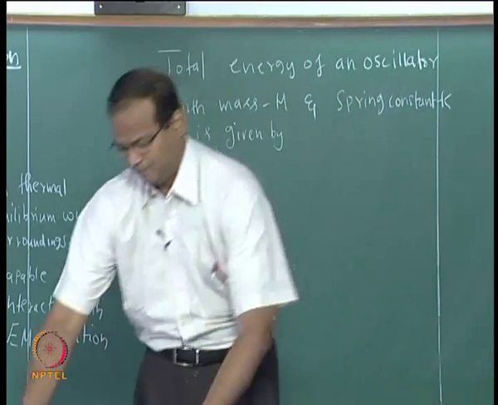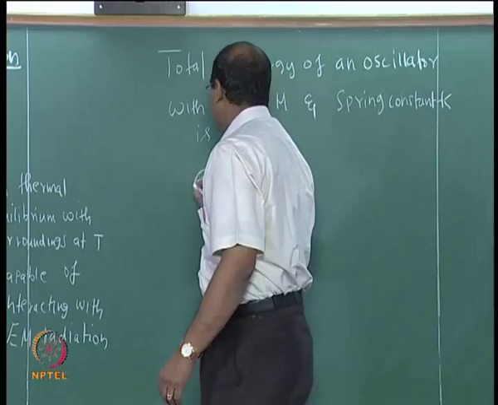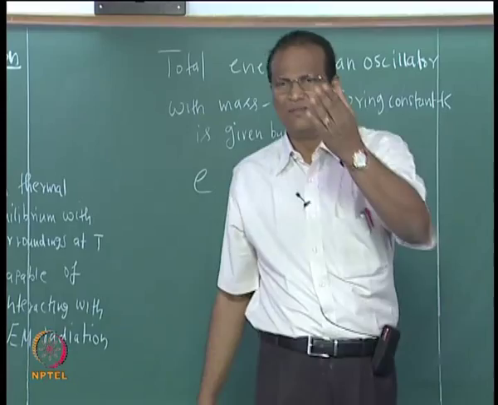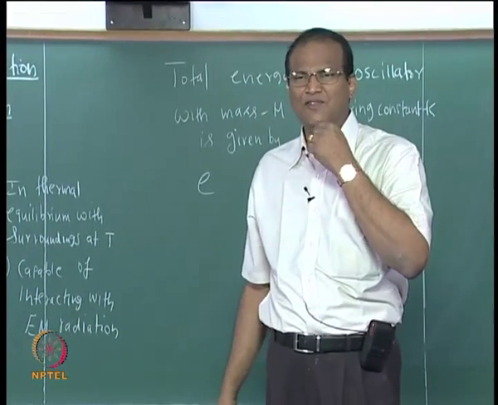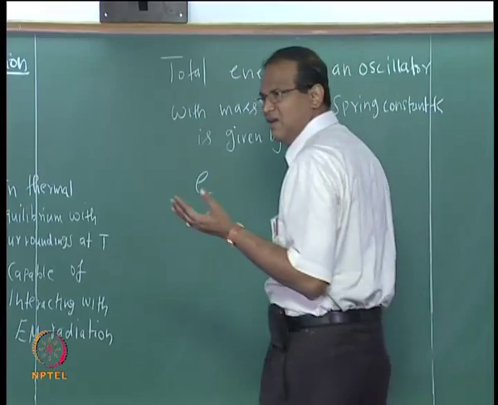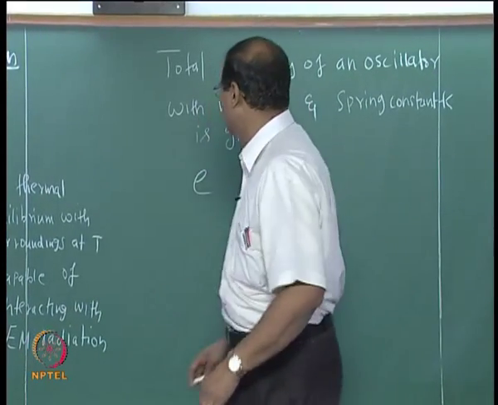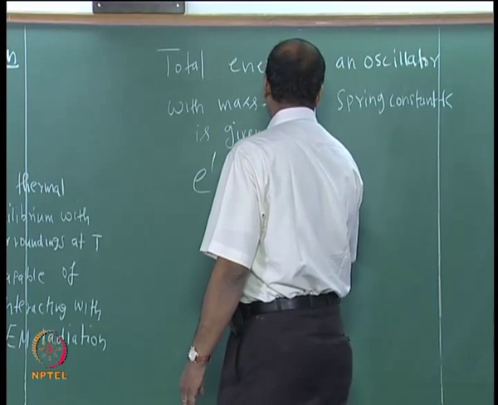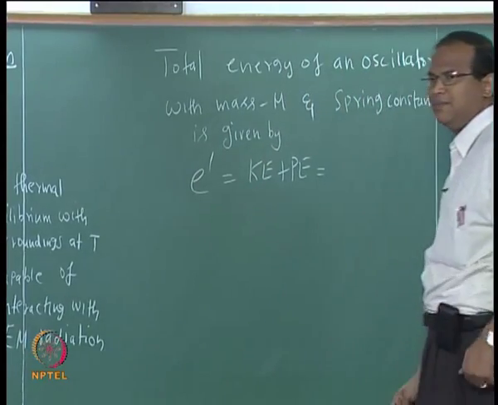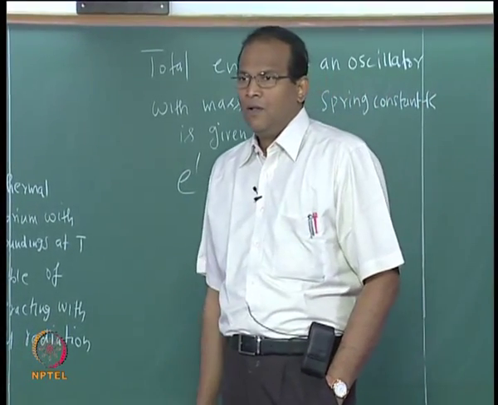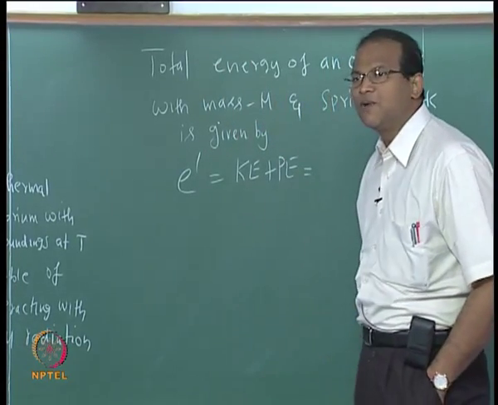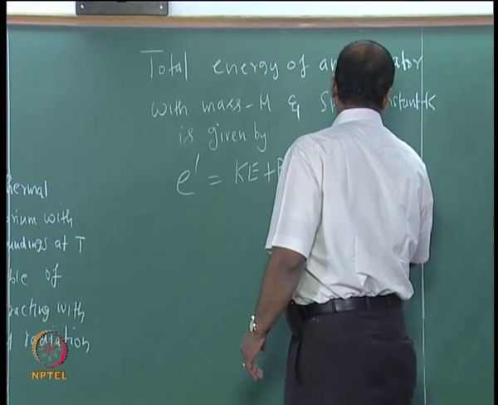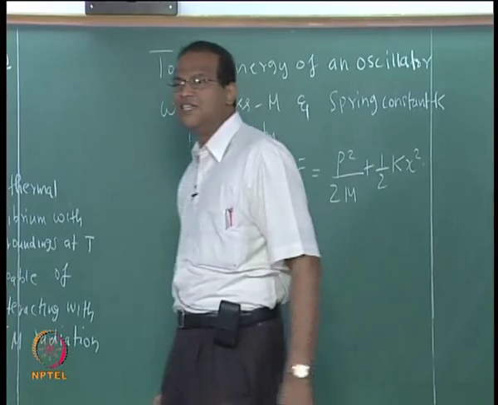E equal to, or I do not want to use E because E is reserved for the charge of an electron or something. So let us do E dash. Okay. So E dash is KE plus PE. For the spring mass system it will be half kx squared plus p squared by 2m. p is the instantaneous momentum.